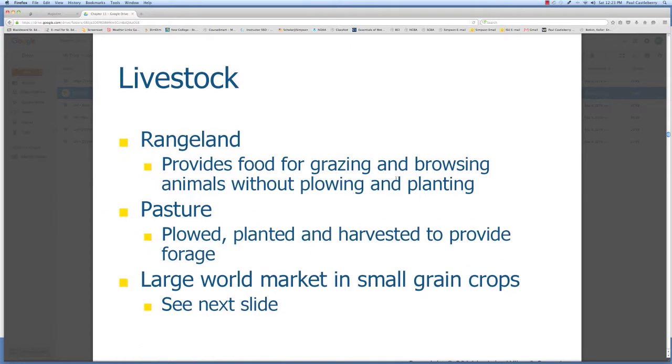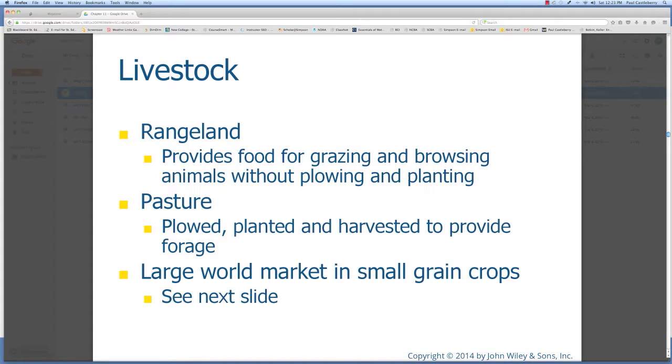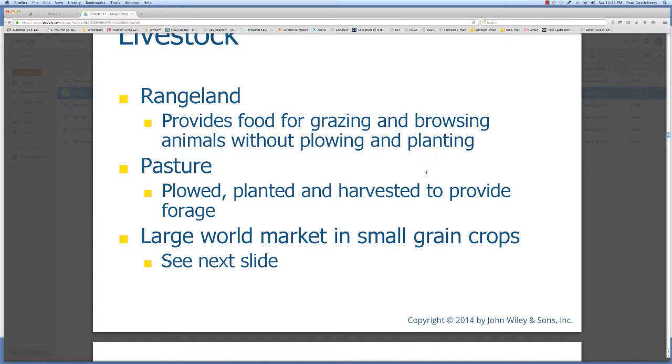Now with livestock, it requires rangelands, pastures to help livestock to grow and mature eventually. So rangeland provides food for grazing. We see a lot of that, especially out west and down into the southern U.S. as well. Provides food for grazing and browsing animals without planting and plowing. Pasture, on the other hand, is plowed, planted, and harvested to provide forage. So we talked about alfalfa being planted to help provide food for the livestock.